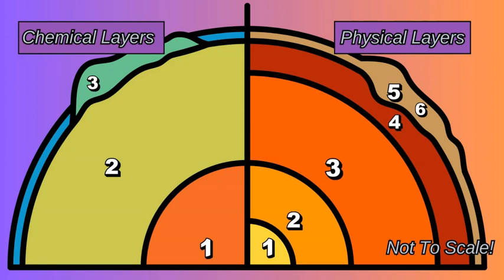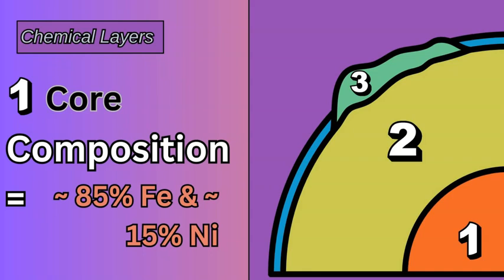So for physical, 1 is the inner core, 2 is the outer core, 3 is the mesosphere, which is the lower mantle, 4, which is the asthenosphere, 5, which is the lithosphere, litho means rock in ancient Greek, and 6 is the crust. So you've got 2 types of layers, the chemical and the physical. We're going to start off with the chemical layers.